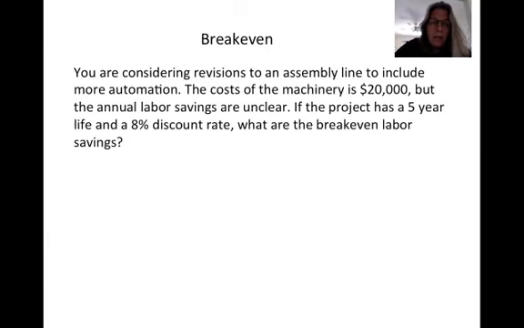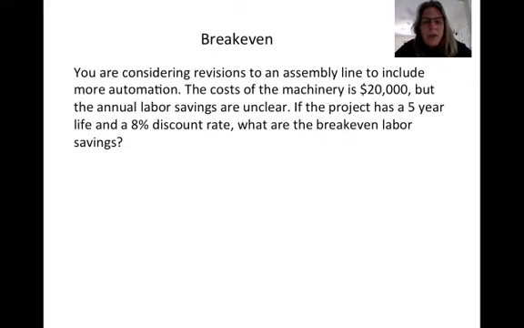So again, let's look at an example. You're considering revisions to an assembly line to include more automation. The cost of the machinery is $20,000, but the annual labor savings is unclear if you automate. If the project has a 5-year life and an 8% discount rate, what are the break-even labor savings?